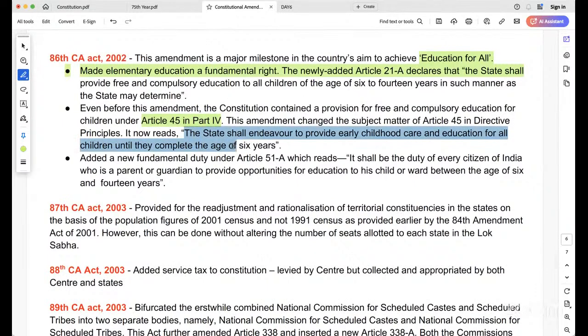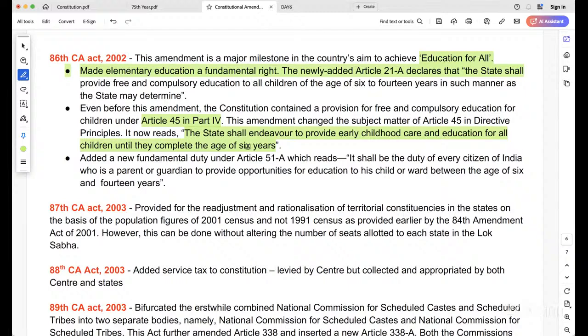Now it says that the state shall endeavor to provide early childhood care and education for all children until they complete the age of 6 years. Clear? Earlier, first in the DPSP it was free and compulsory education for children. The 86th Constitutional Amendment Act brought 21A in fundamental rights, which specifies 6 to 14 years compulsory education. Now if it is a fundamental right, it becomes justiciable and enforceable. Now they wanted to change to DPSP, because what is in DPSP we can enforce.